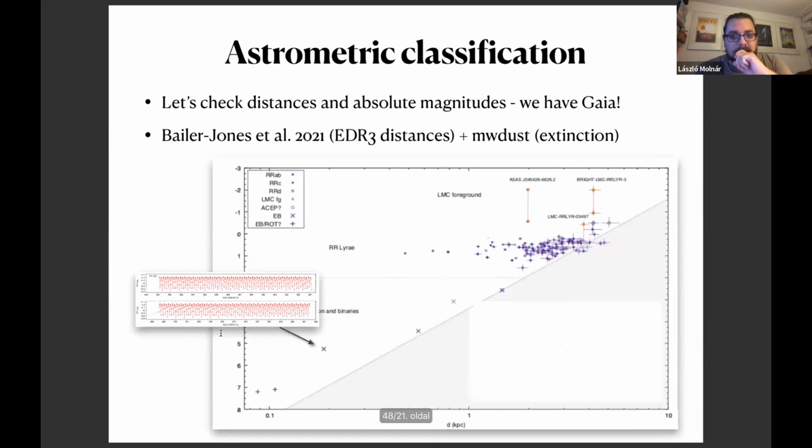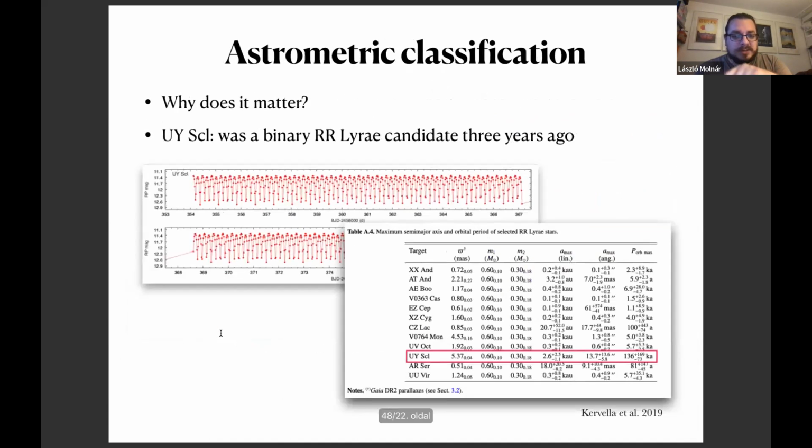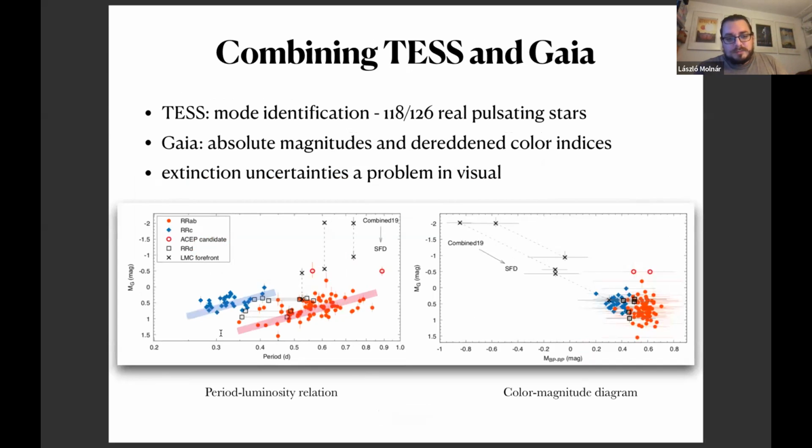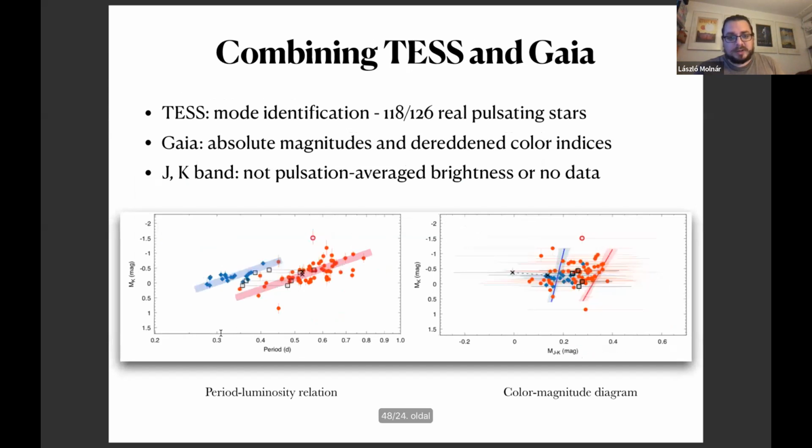I will skip that. We use Gaia data to really check the absolute brightnesses of the stars, because we managed to find one star that had been classified as a binary candidate RR Lyrae 3 years ago, but the TESS light curves show that it's actually an eclipsing binary. And if we combine TESS and Gaia, we can put these stars on period-luminosity diagrams and color-magnitude diagrams.